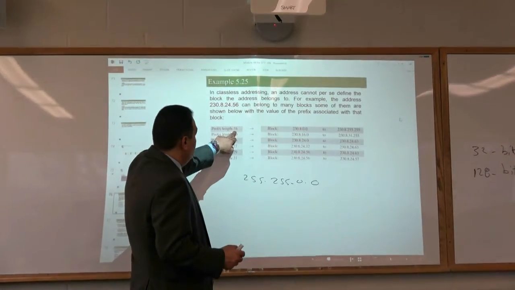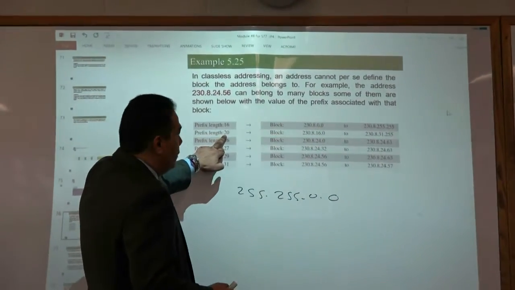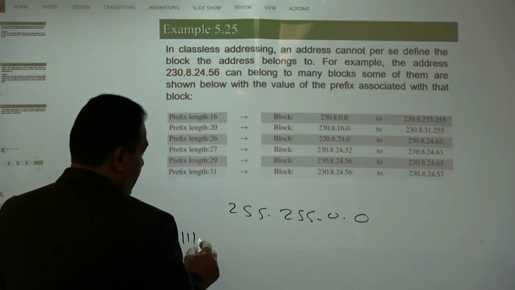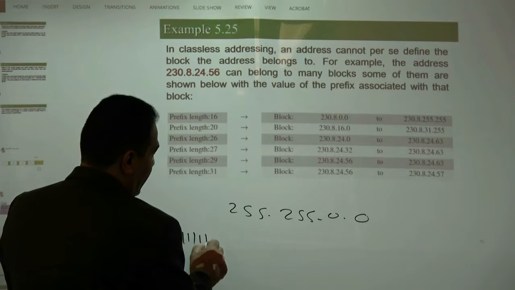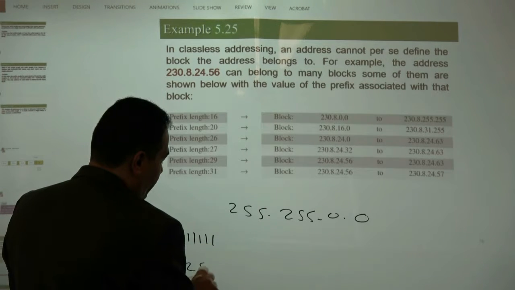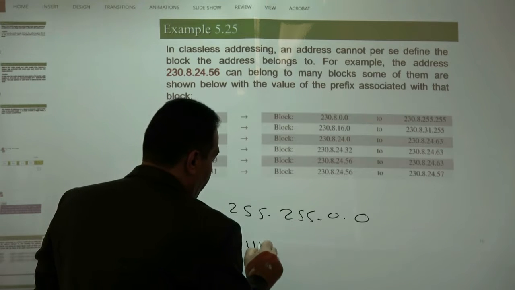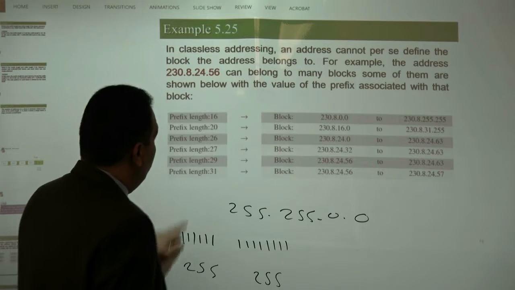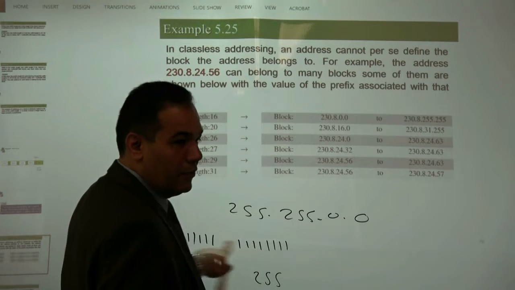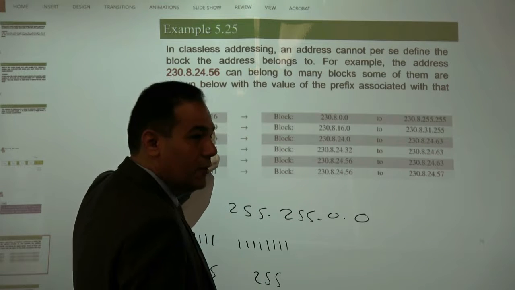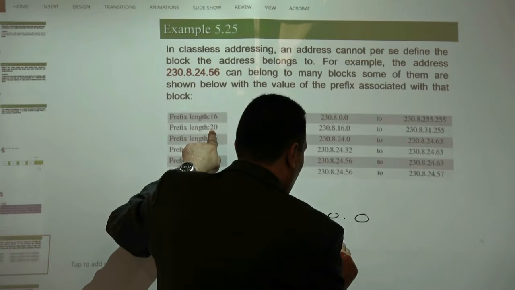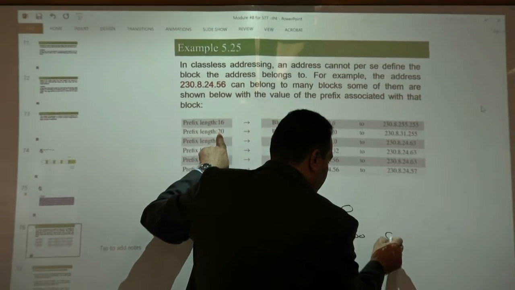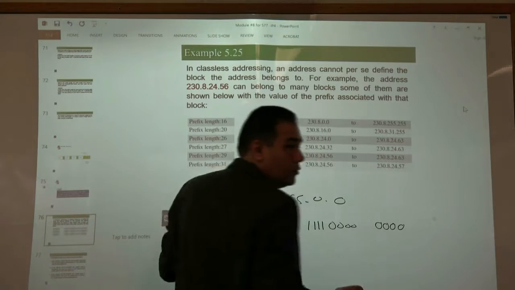If it's, for example, let's talk /20, right? So 20 will be 1, 2, 3, 4, 5, 6, 7, 8. What is this? 255. 1, 2, 3, 4, 5, 6, 7, 8. 255. Now, how many remain? 8 plus 8, 16. How many remain? 4. So this would be 1, 1, 1, 1, 0, 0, 0, 0. The last one would be 0, 0, 0, 0.